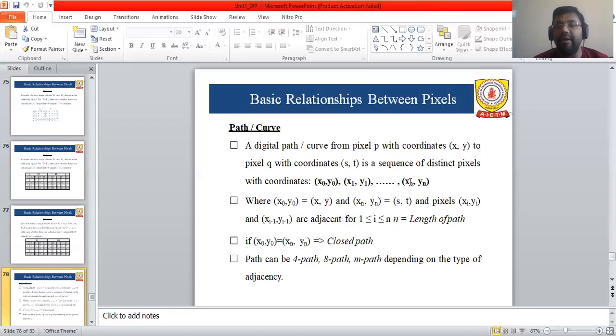Here x0, y0 equals x, y, the starting pixel, and xn, yn equals s comma t. The pixels xi, yi and xi-1, yi-1 are adjacent for i from 1 to n, where n is the length of the path. When the initial and final positions are the same, so x0, y0 equals xn, yn, then we say it's a closed path. A path can be a 4-path, an 8-path, or an m-path, depending on the type of adjacency we have.